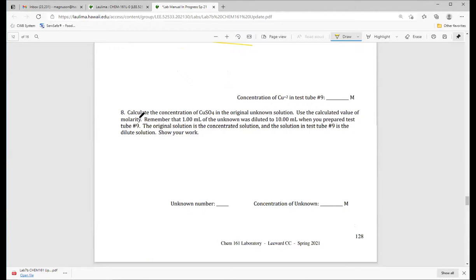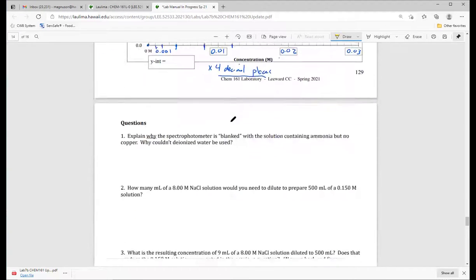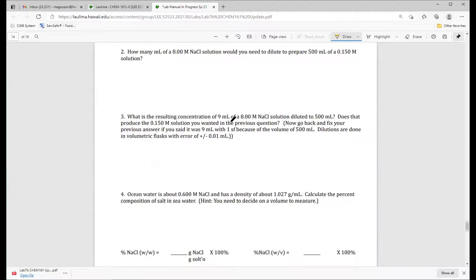And then there's a question, I'll let you guys figure this one out. It's kind of interesting. Calculate the concentration of the copper sulfate in the original unknown solution. So you're going to go backwards doing M1V1. And then answer the questions. Some of the questions kind of repeat what you just did.